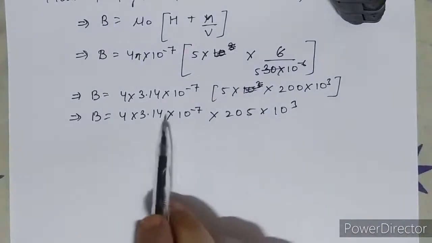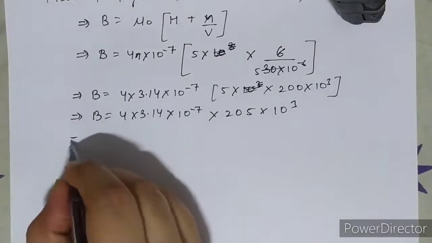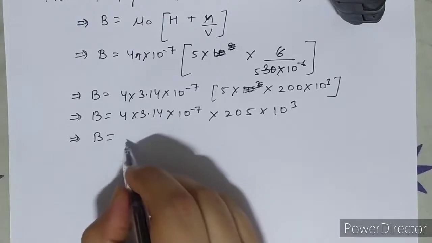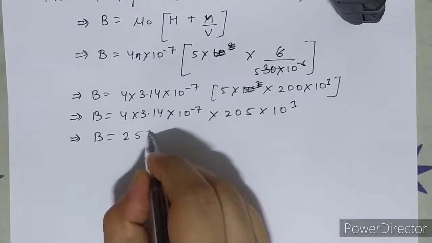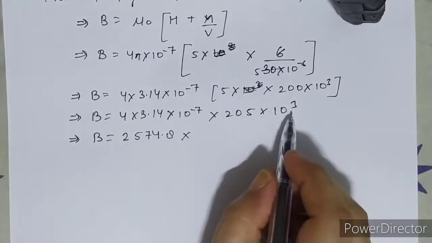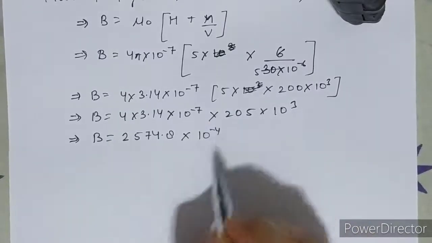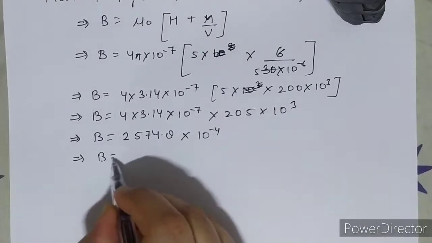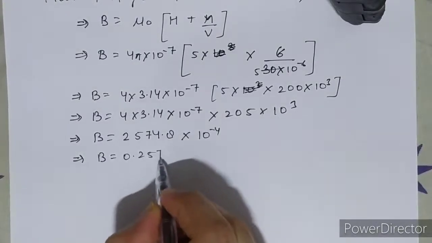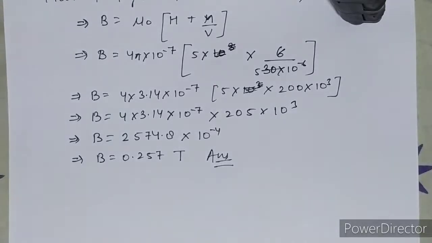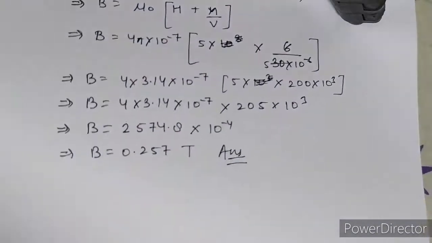When you solve all the terms, you get the value. You can even solve it on your own. That value will be 2574.8 into 10 to the power minus 4, so we can express this as 0.257 Tesla. This will be your answer. Clear? Okay.